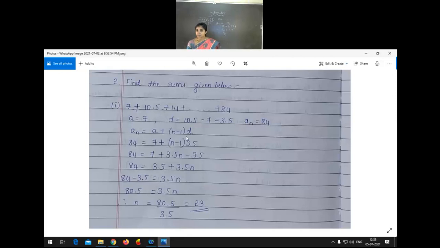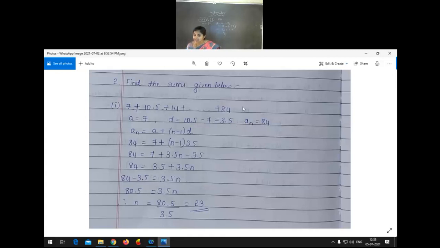Okay, yes. Now we'll start with this problem. A is equal to 7. D is equal to 10.5 minus 7. So 10.5 minus 7 is 3.5.